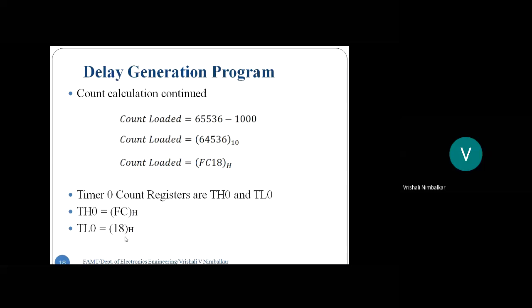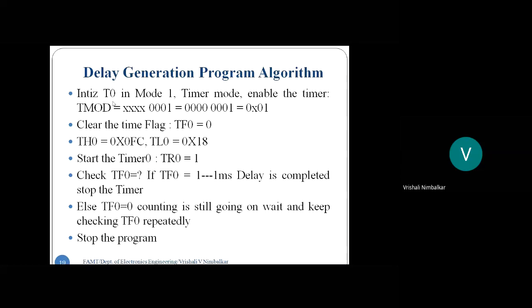Is that okay? And then how did we start writing the program? We first initialized the TMOD register. Using the TMOD register, we operated the peripheral in timer mode, in mode 1, correct? With software enabling of the timer, the TMOD control word came as 01. Then we cleared the timer flag. Then we loaded the count. Then we started the timer and kept on checking the flag bit.